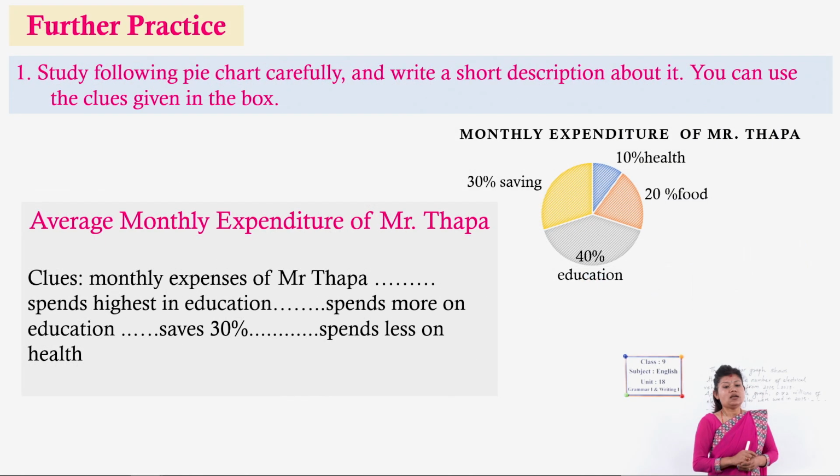Okay. Now one exercise for further practice. Look at the pie chart. It's a pie chart and it is about monthly expenditure of Mr. Thapa, and here is given an outline, okay, and using this outline or clues you have to interpret this pie chart, okay. Monthly expenses of Mr. Thapa: spends highest in education, spends more on education, saves 30%, spends less on health. So these are some of the clues, and getting help from these clues, try to interpret the pie chart in a paragraph.